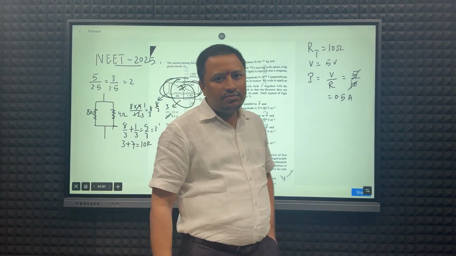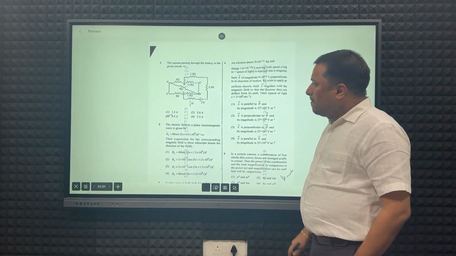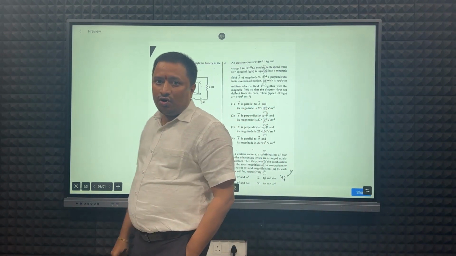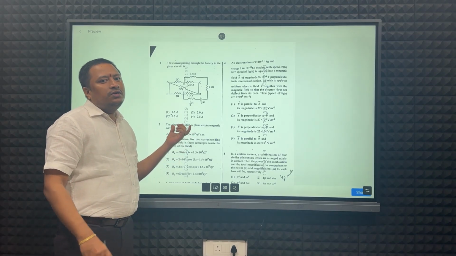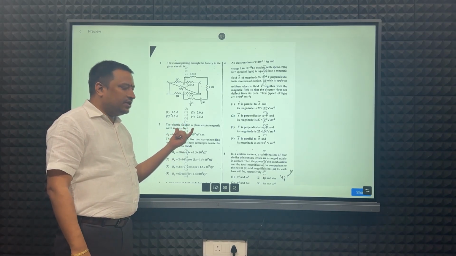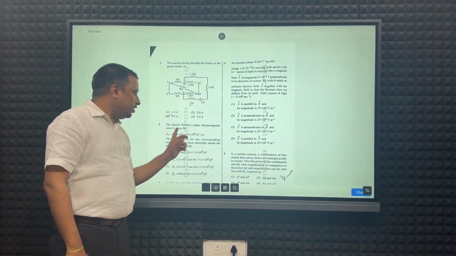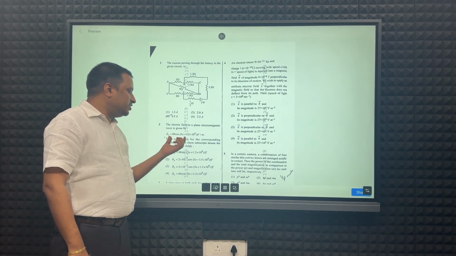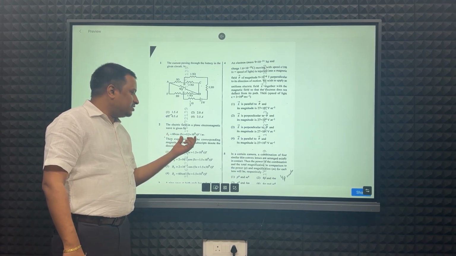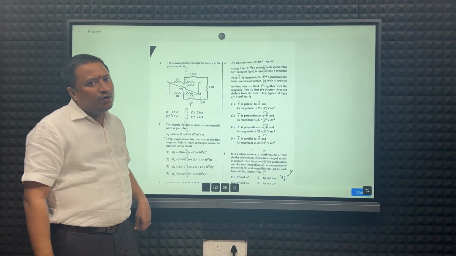Very simple question. Let us solve the second one. The second question is of electromagnetic waves. If you can see, there is a chapter in 12th, that is electromagnetic waves. What are they saying? The electric field in a plane electromagnetic wave is given by Ez is equal to 60 cos of 5x plus 1.5 into 10 raised to power 9 t, in volt per meter.